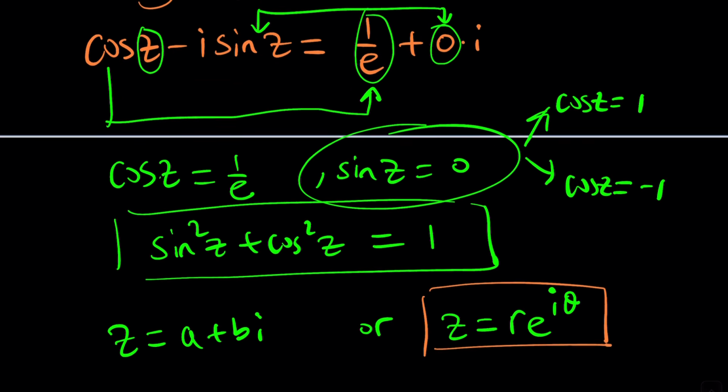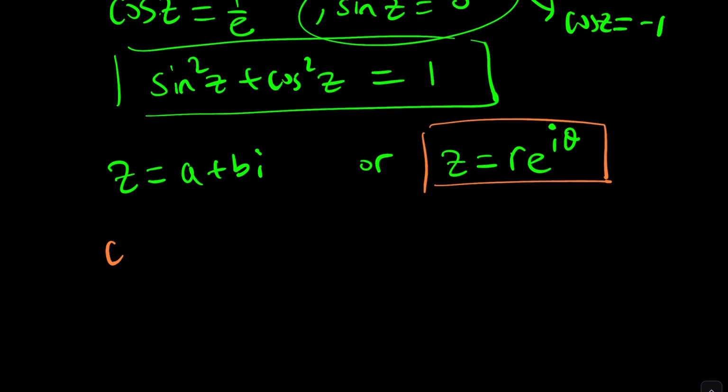But it kind of comes down to this. Okay, let's rewrite the original problem. Cosine z minus i sine z is 1 over e. We have a complex number on the left-hand side, but a real number on the right-hand side. So the left-hand side also needs to be real. So what can we do?